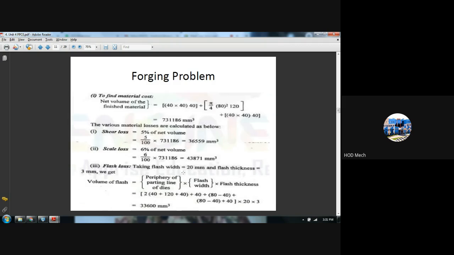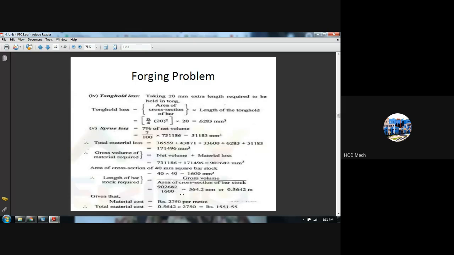So in the first step, what do we do? We find the net volume. Second step, various losses. When we say forging, what are the various losses? Instantly your mind should say that there are 5 losses. So you have to calculate the 5 losses. After calculating the 5 losses, you have to calculate the total material loss. If you add the step 1 net volume to the total material loss, you will get the gross material. That is your step 3. The net volume, step 2 material loss, step 3 gross volume of material.